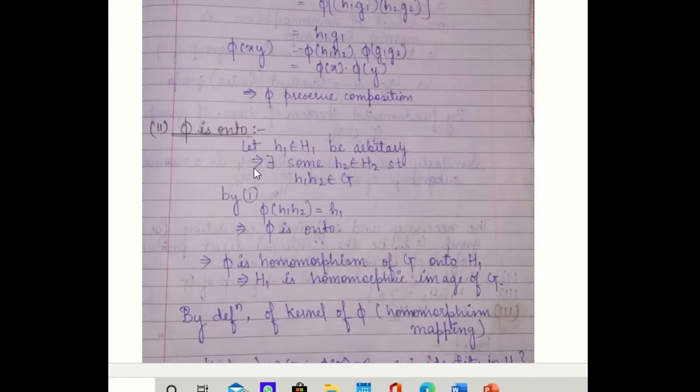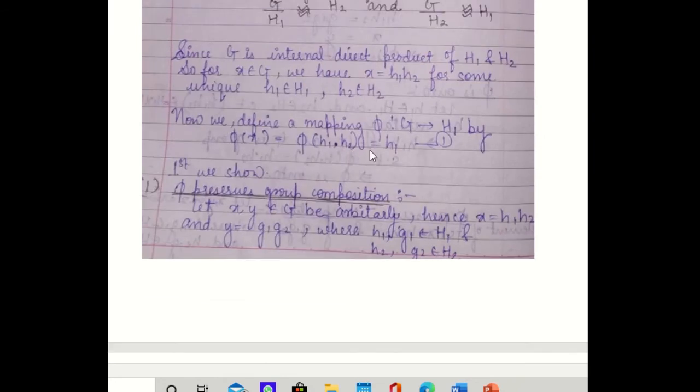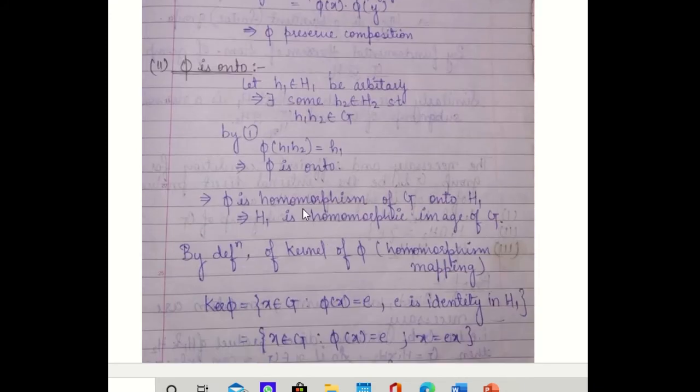Now we show phi is onto. For that, let h1 belonging to capital H1 be arbitrary. So this implies there exists some small h2 belonging to capital H2, such that h1 h2 belongs to G. By definition 1, we have phi of h1 h2 equal to h1. This is the definition of phi we have taken. Similarly, we will get phi of h1 g1 into h2 g2 is equal to h1 g1. So phi is onto. So this implies phi is a homomorphism of G onto H1. So H1 is a homomorphic image of G.